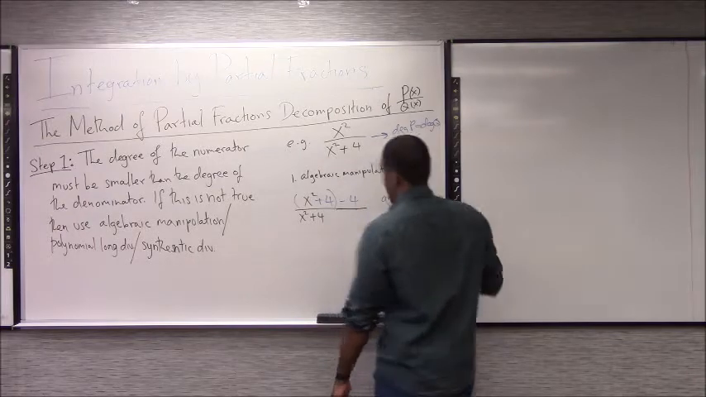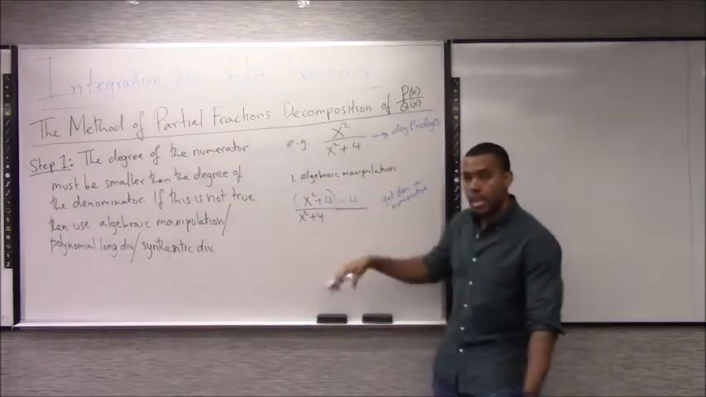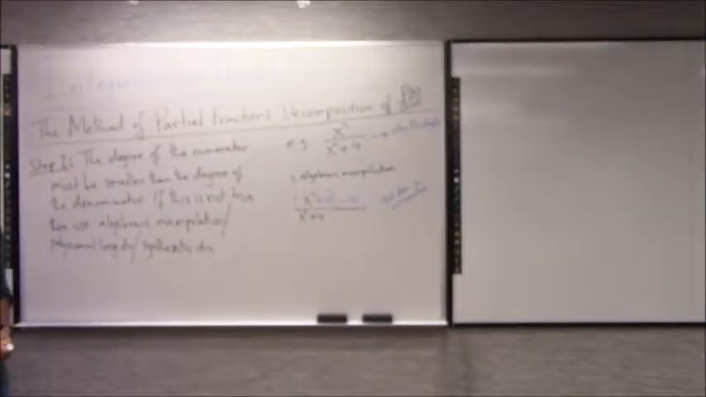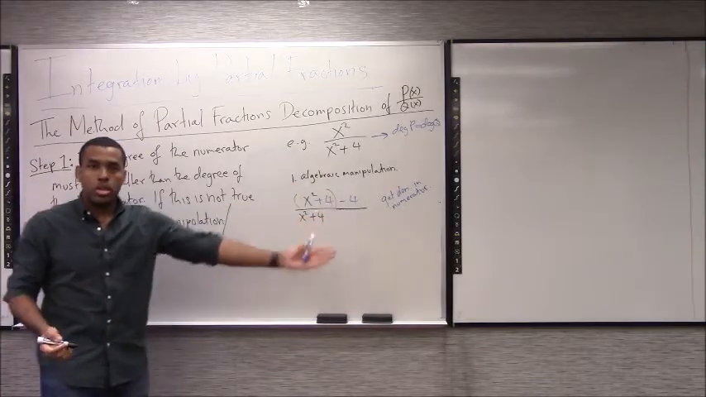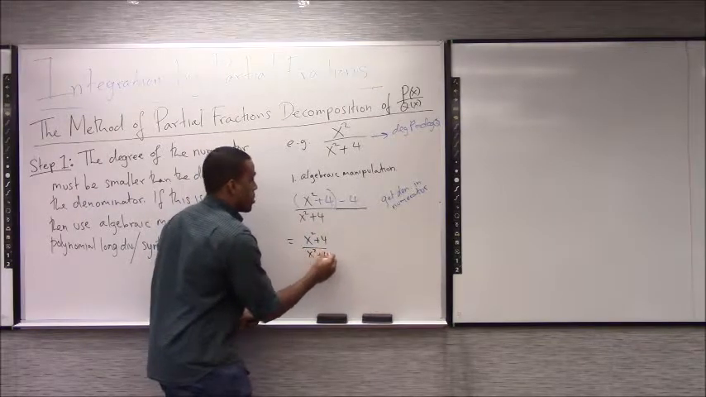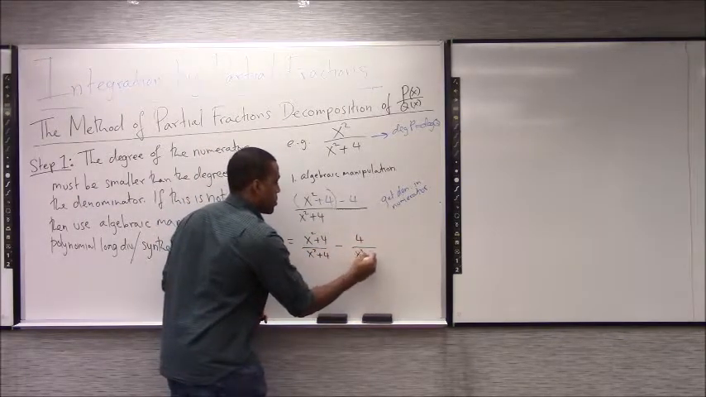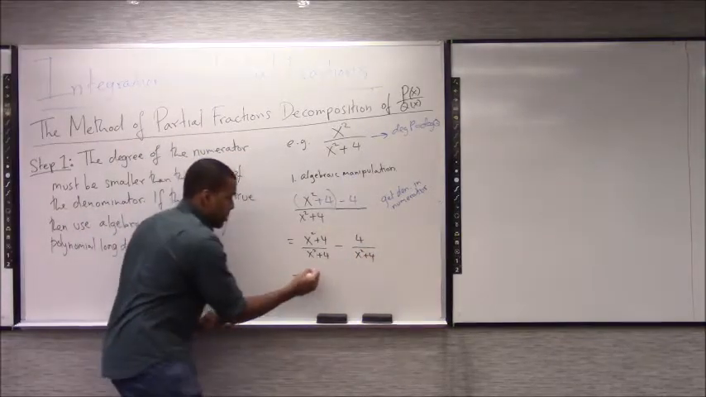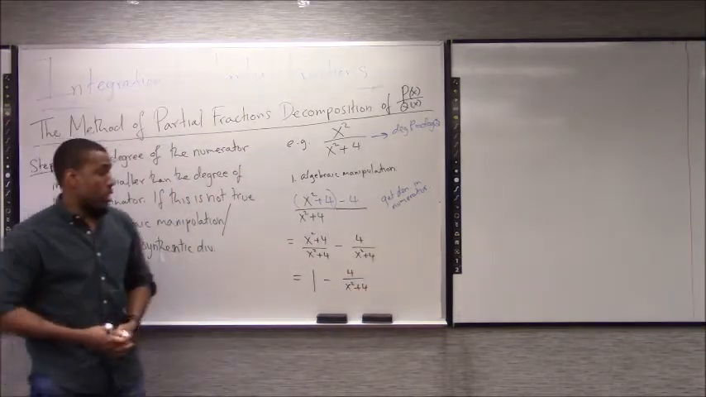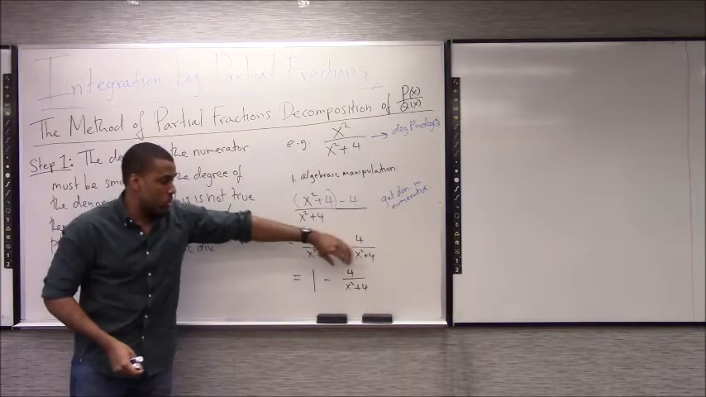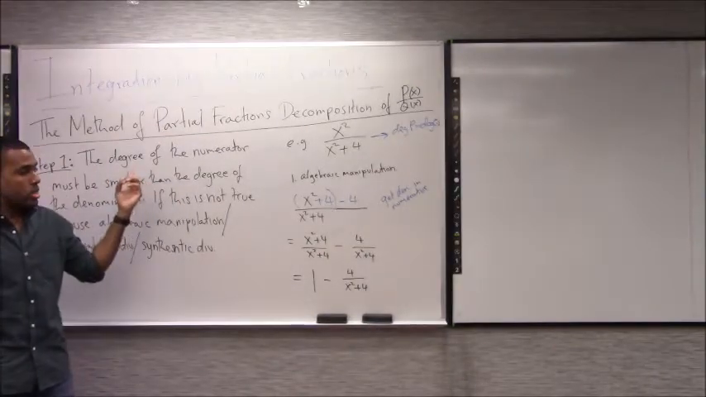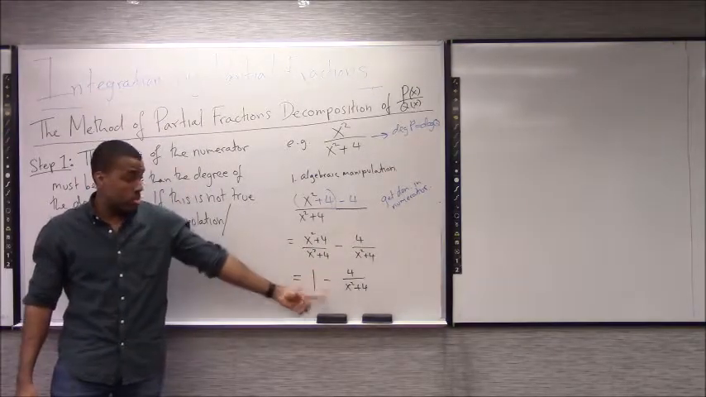Now you can accomplish this by adding and subtracting something, or multiplying and dividing by something. You don't want to change the value of the fraction, you just want to change the form of the fraction. And so now you can split this fraction into two parts. You can split this into x squared plus 4 over x squared plus 4 minus 4 over x squared plus 4. So this thing splits into 1 minus 4 over x squared plus 4. And so now you've broken up this larger fraction into two numbers where one number isn't even a fraction and the other number has the required form. The degree of the numerator is now smaller than the degree of the denominator.